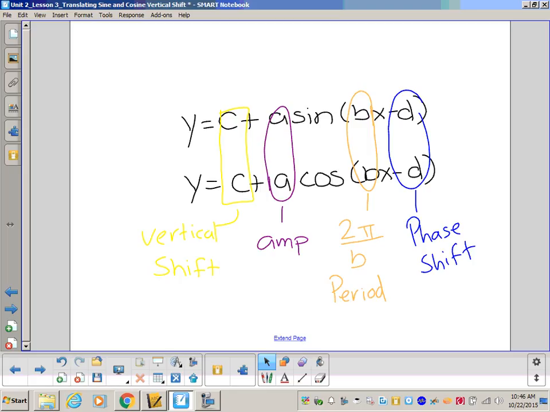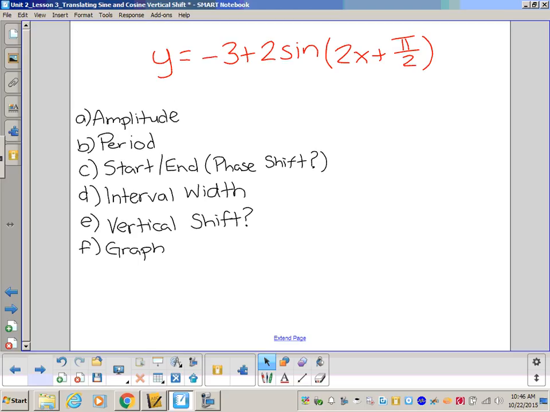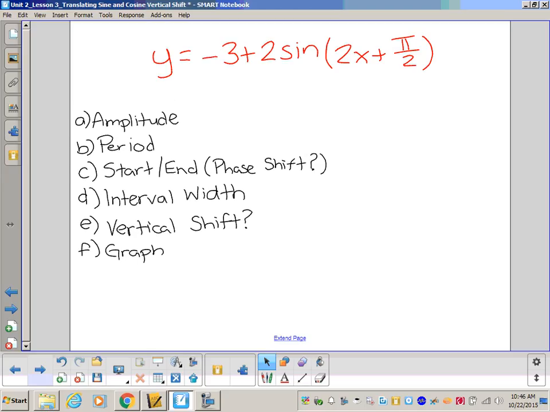Alright. So the quiz is going to look something like this. I'm going to ask you to tell me all these things, and then I'll ask you to sketch the graph.